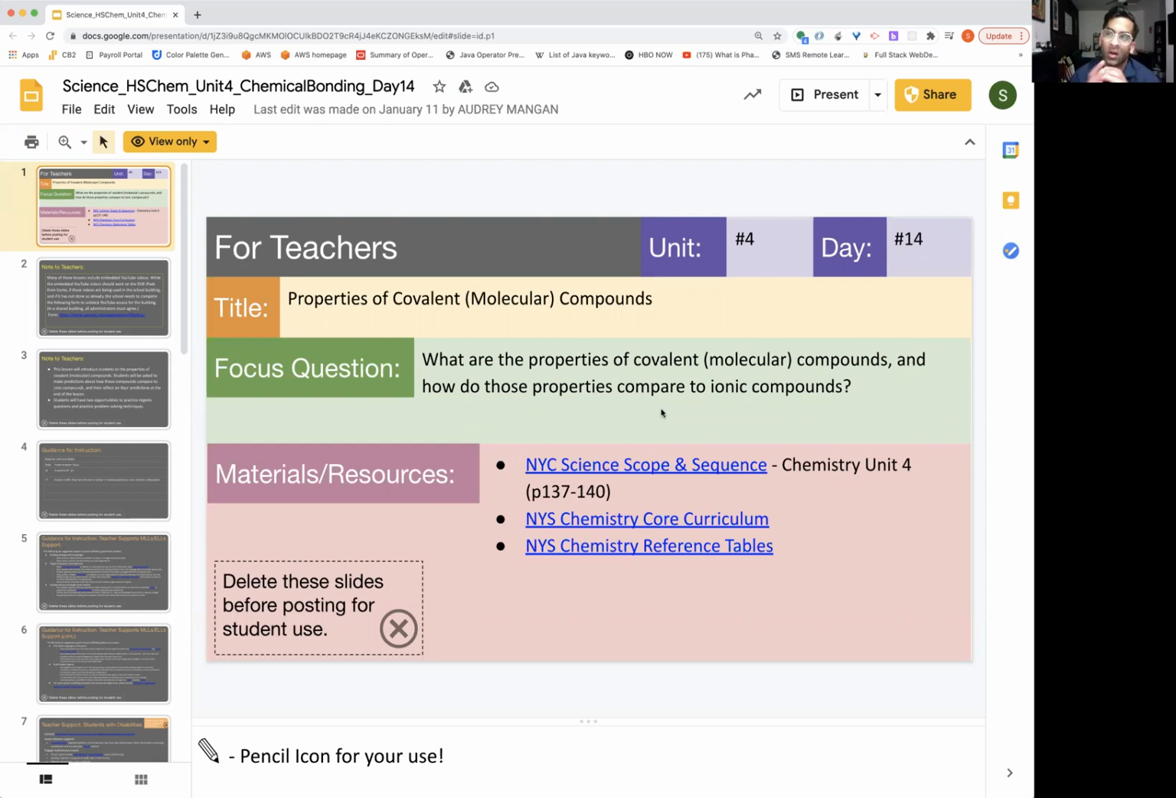And so our quick journey back into ionic bonds, I'm going to write some things as I talk, just so you've got something to see on the screen. Ionic bonds, if you recall, are between a metal and a nonmetal, and they involve the transfer of electrons.